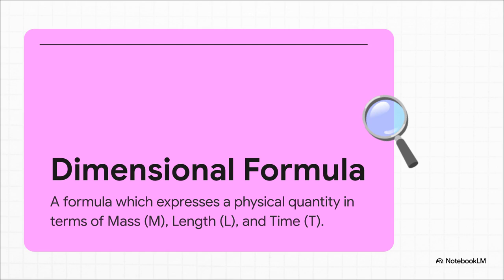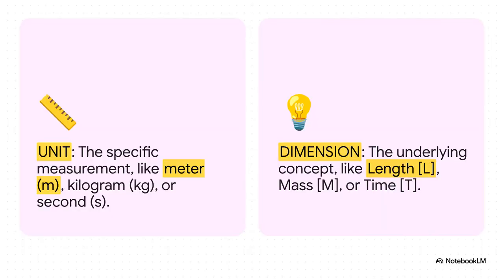And it turns out pretty much every physical quantity can be described as some combination of just mass, which we call m, length, L, and time, T. Let's just make this crystal clear. On the left, you have units, the specific way we measure something, like a meter or a kilogram. On the right, you have the dimension, the fundamental idea behind the measurement.